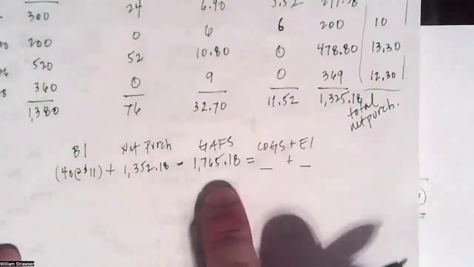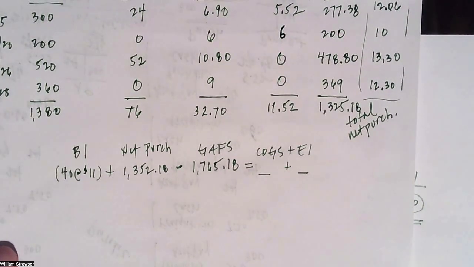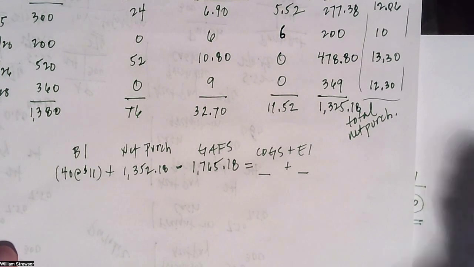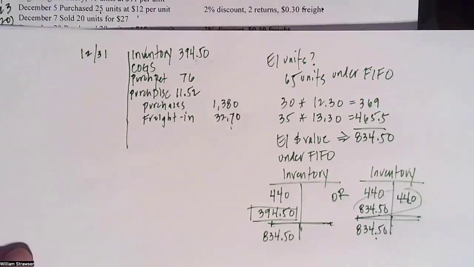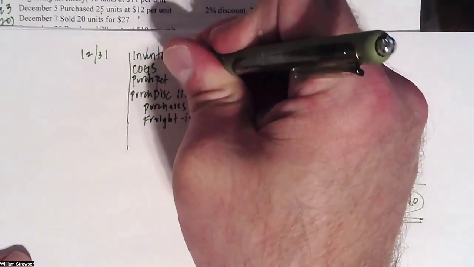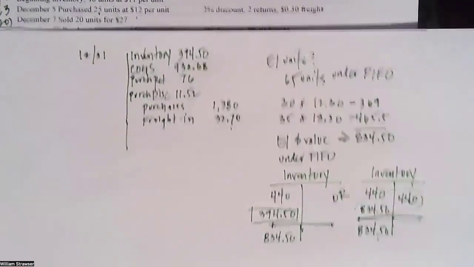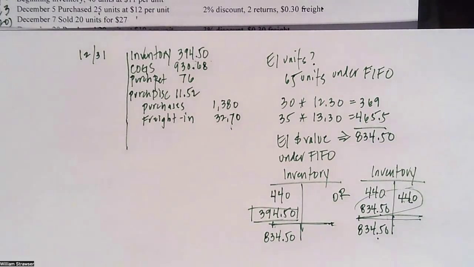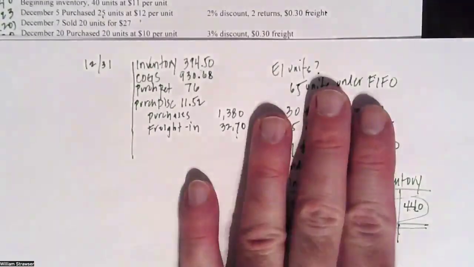GAFS equals cost of goods sold plus ending inventory. Remember, now we don't even have to worry about shrinkage because we're doing periodic. 1765.18 minus my ending inventory that I'm reporting, 834.50, gives me $930.68 of cost of goods sold. That is the way we would report cost of goods sold under a periodic method and using FIFO.